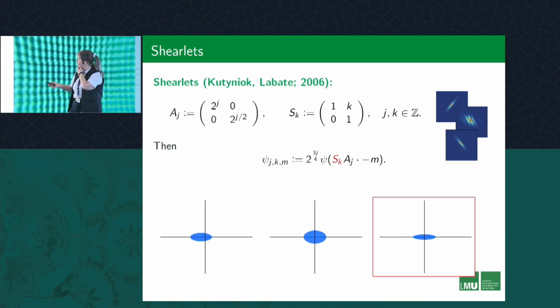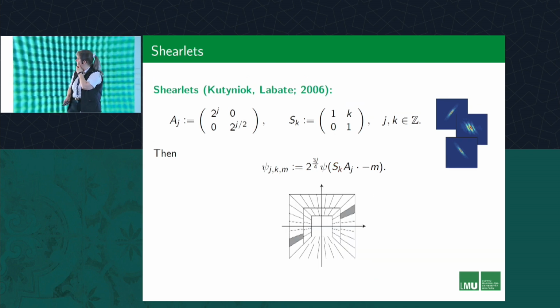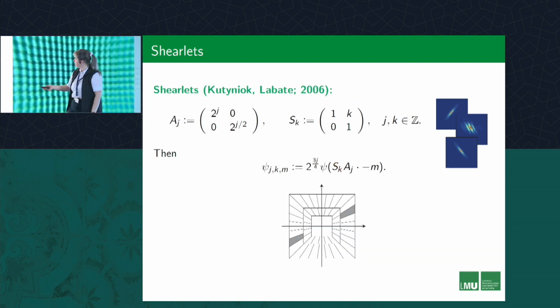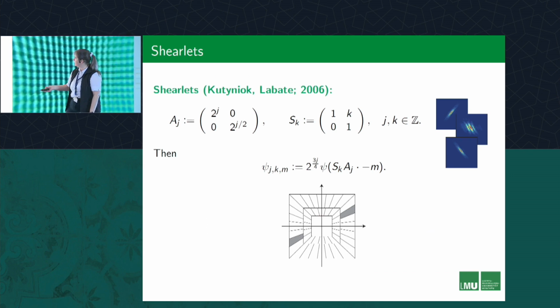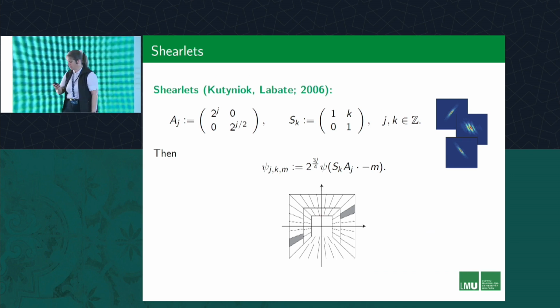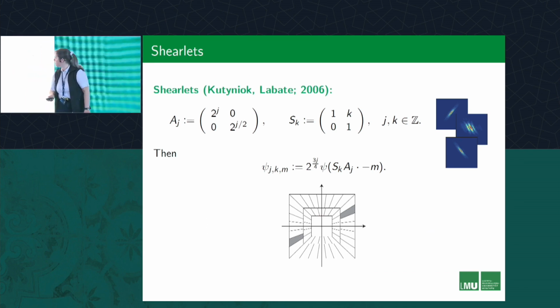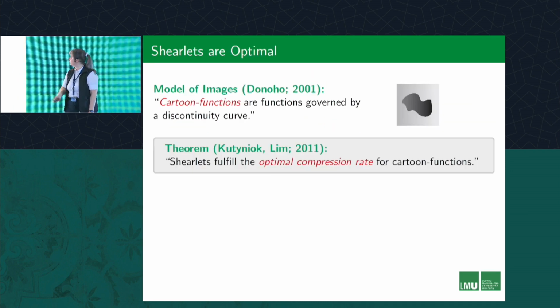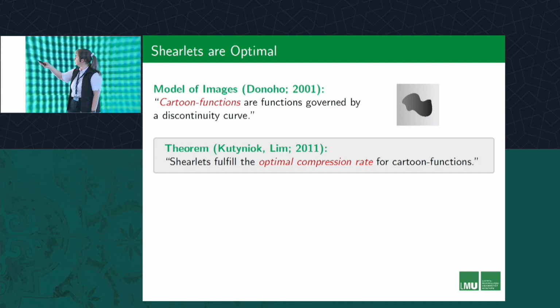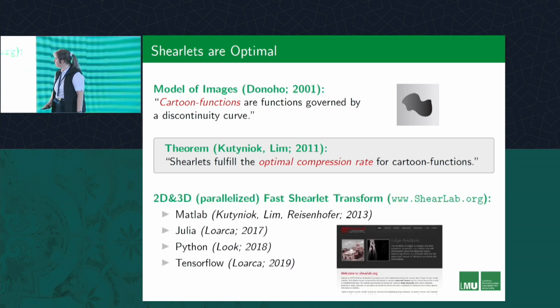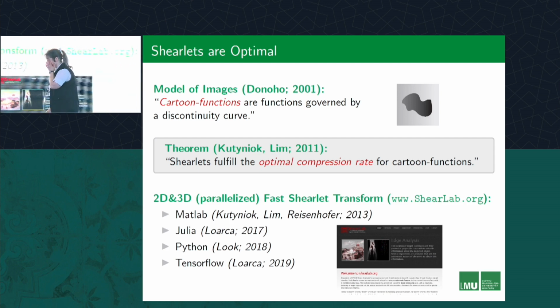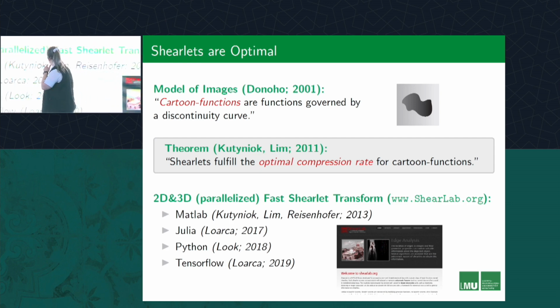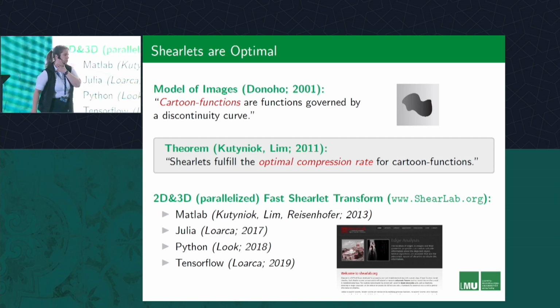And so what you can, in general, show is, so this is the frequency partition given by shearlets, and what you can see is that for particular model classes of images, so-called cartoon-like functions introduced by David Donoho, these fulfill the optimal compression rate. And if you're interested, and I was also asked during one of the breaks, we have a lot of software on that, so you can try things out.